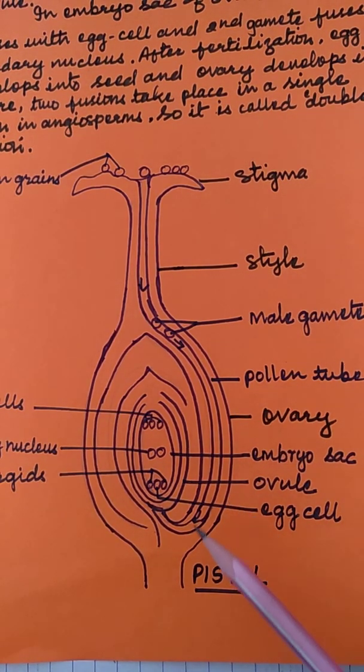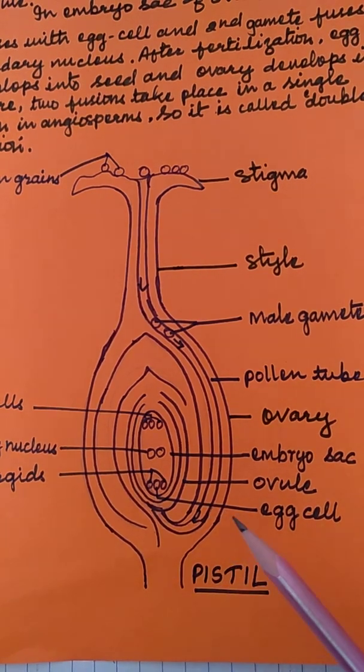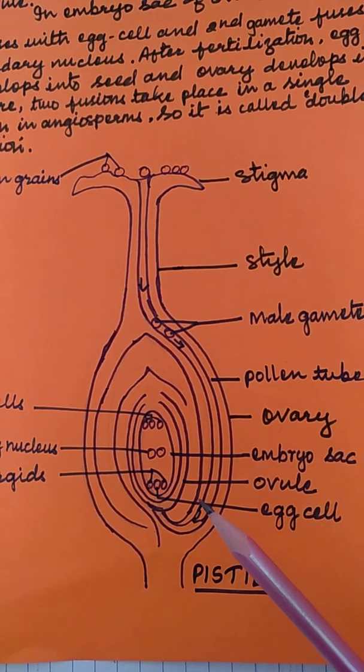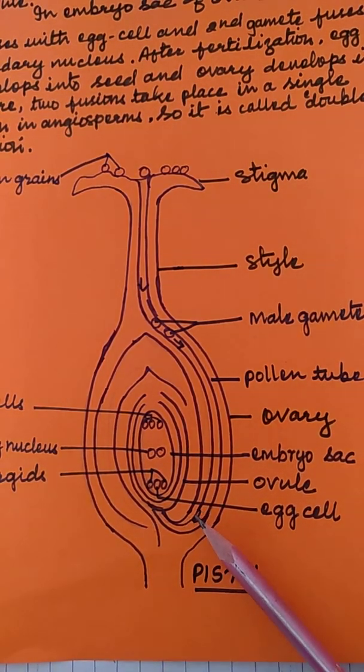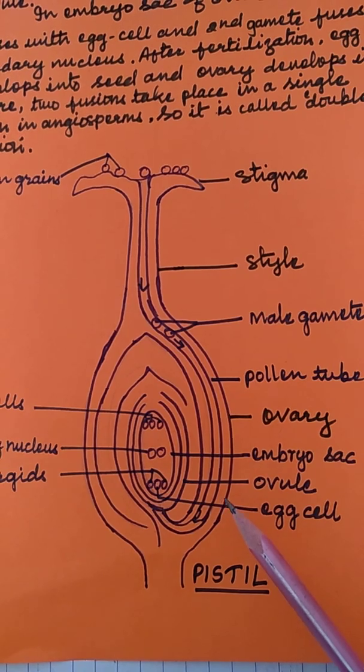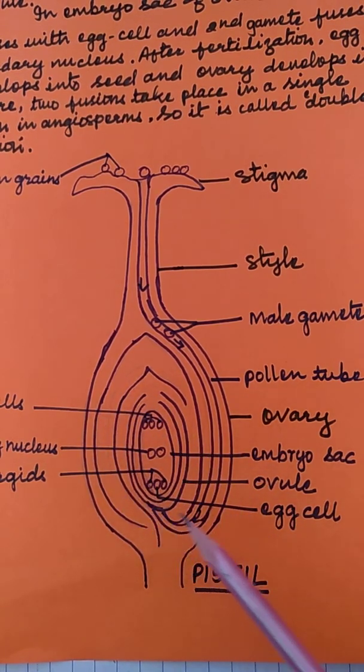So the diagram is this one. You need not draw the complete flower, sepals, petals, androecium, gynoecium. It is not necessary to show. The actual diagram is this one. Yes, the actual question is double fertilization in angiosperm. So this is the question. You have to show double fertilization in the diagram.